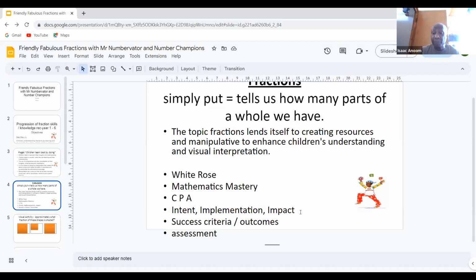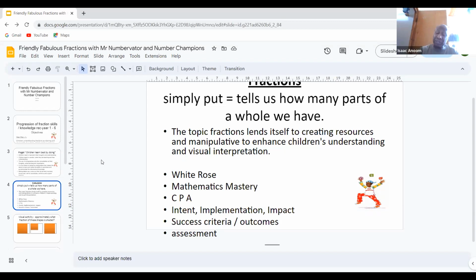Is it through questioning? Is it through what the children can show me pictorially? Is it through what they can write? Is it their understanding and use of vocabulary in the right context? So this is all part of the impact.